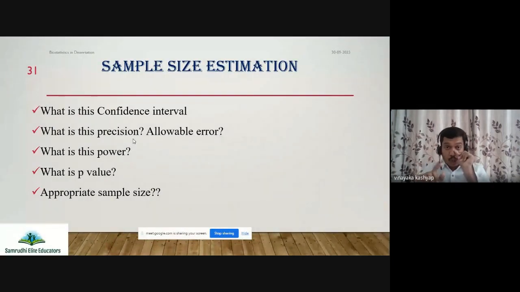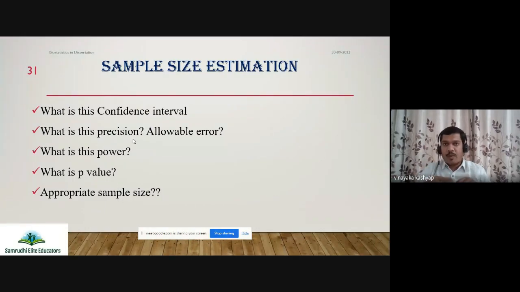What is precision or allowable error? Precision is how precise your study is when compared to the population parameter, or whatever standard parameter is given in the book. You're comparing it, right? So how precise is your study? How precisely is your prevalence going to be as near as the population parameter? That is called precision. Okay, then what is power? Power of the study is how often you can get that precise value.